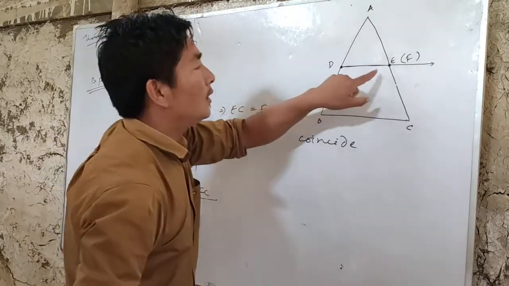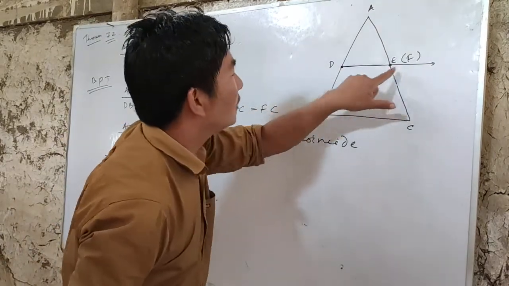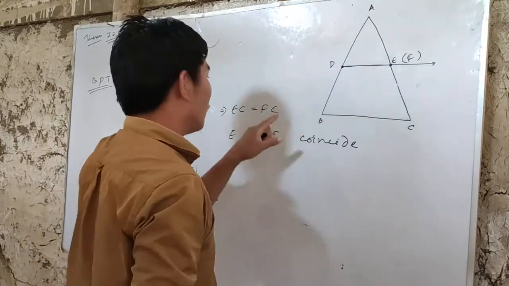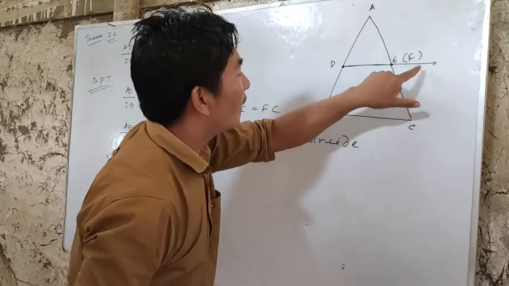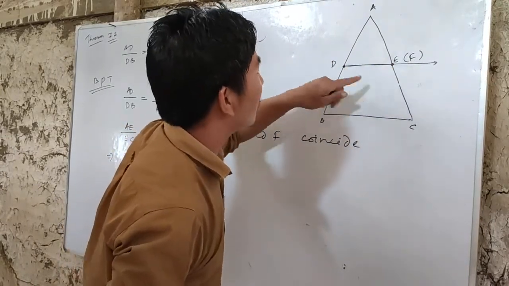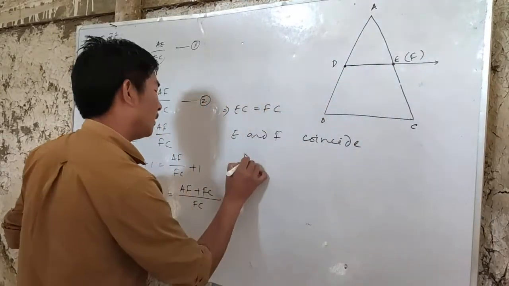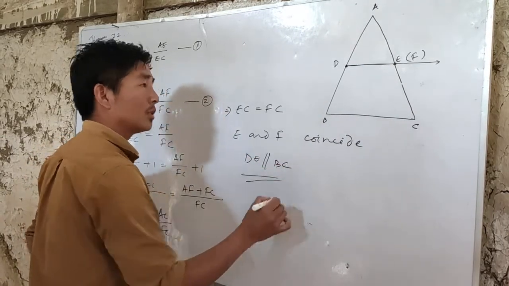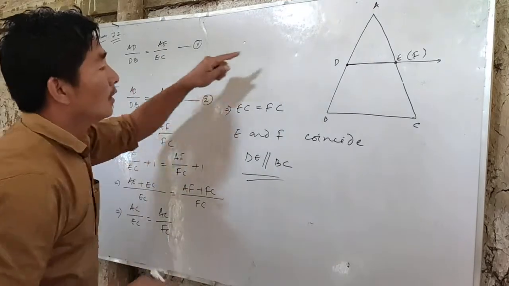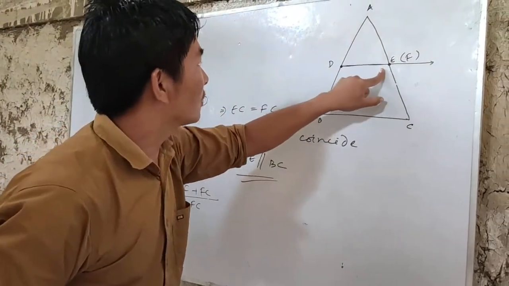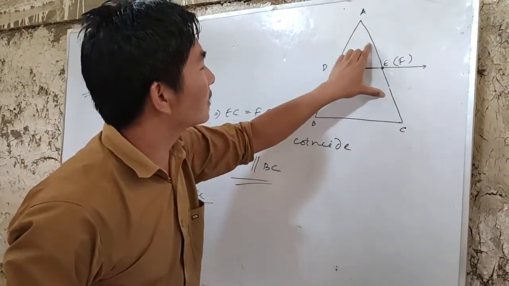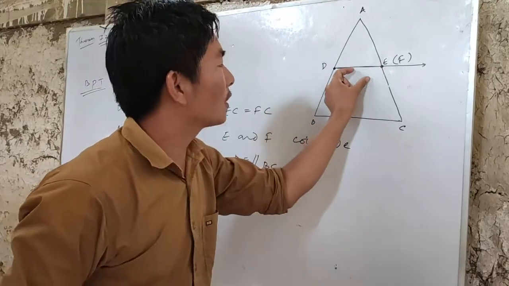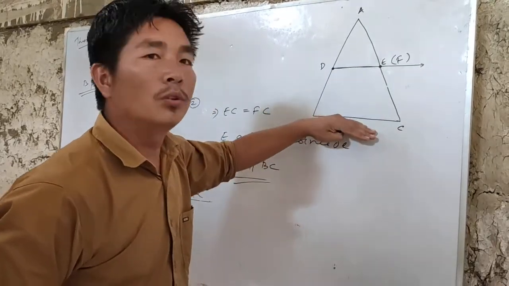Now, since by construction DF is drawn parallel to BC, and E and F are the same point, DE is parallel to BC, which proves the theorem. Let me remind you again, if a line is drawn in such a way that it divides the intersecting sides in the same ratio, then that particular line is parallel to the third side.